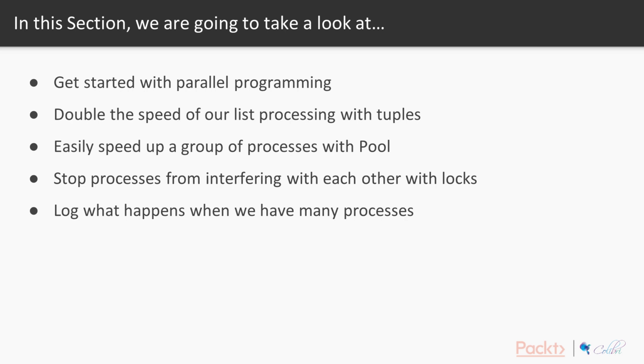We then talk about stopping processes from interfering with each other with locks. So this is how we make sure that we can work on the same data between different processes but still have them not overwrite the results from one another. In the last video we're going to talk about logging. So logging different processes when they're all running at the same time is a little bit more tricky, so we'll also talk about how we can make that happen.